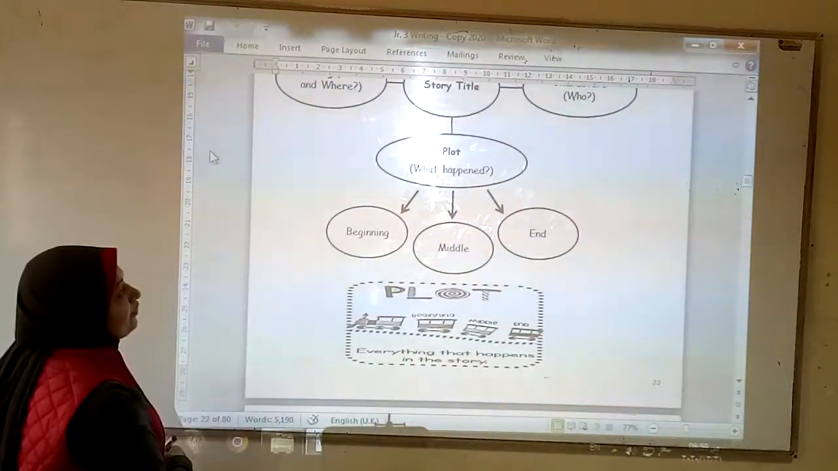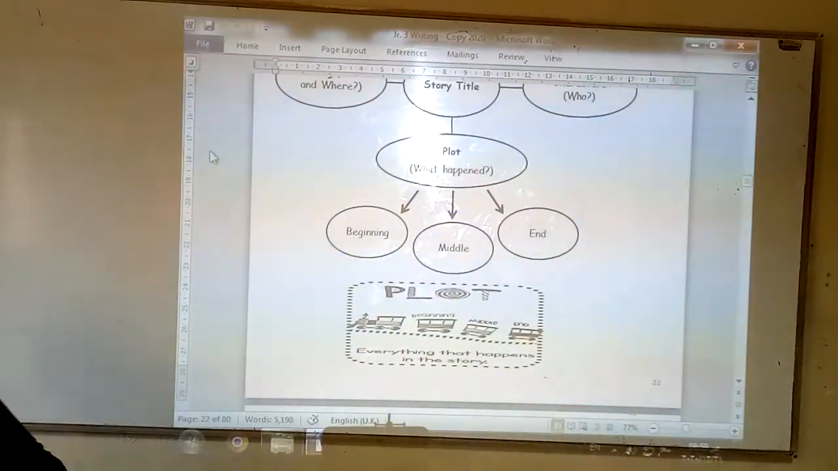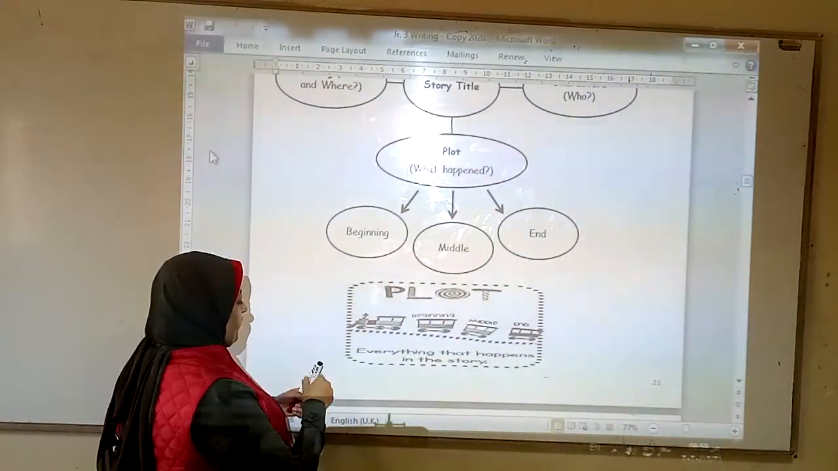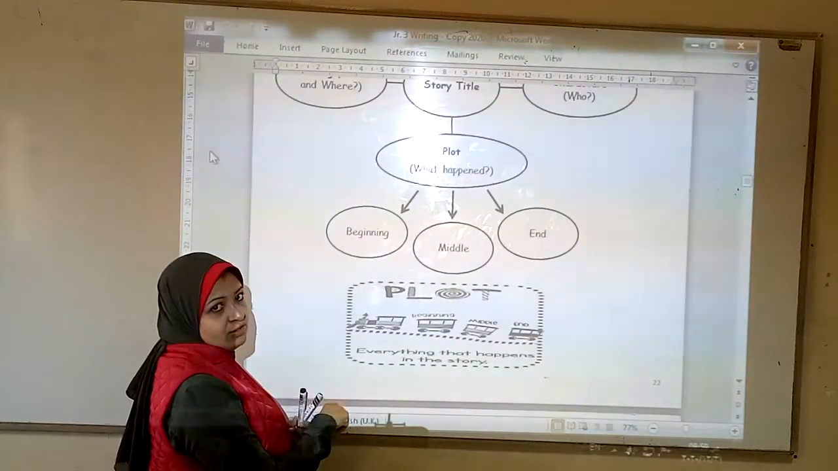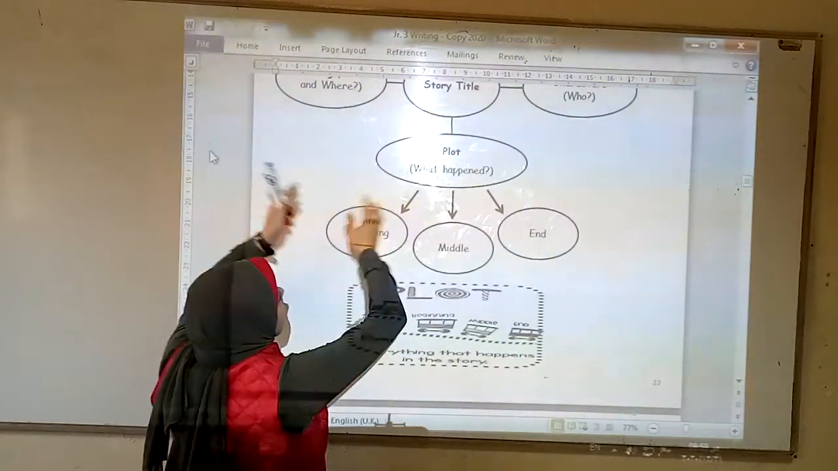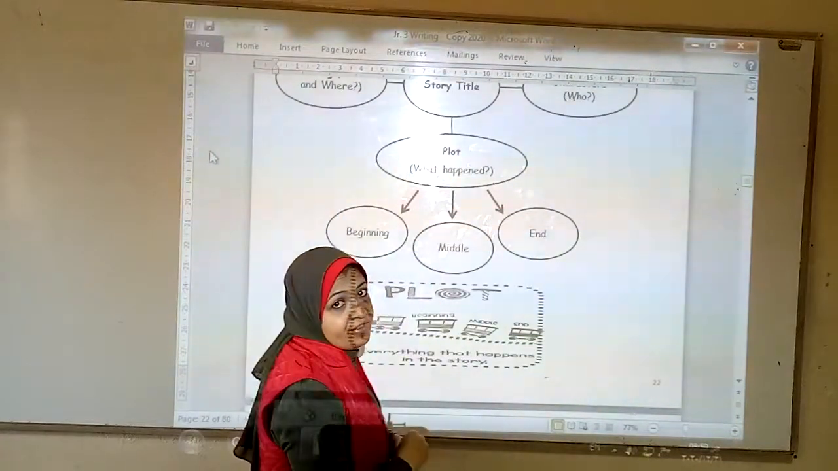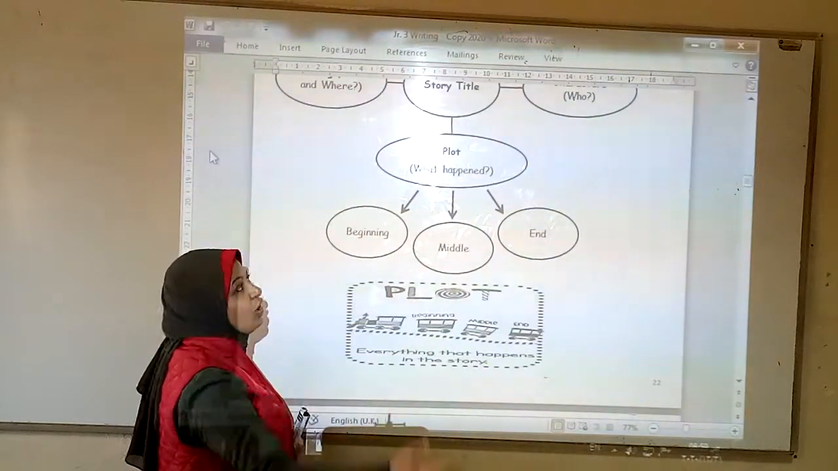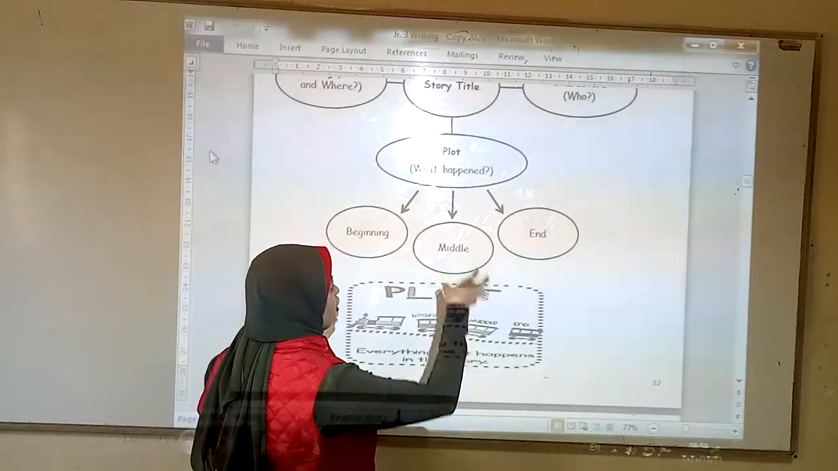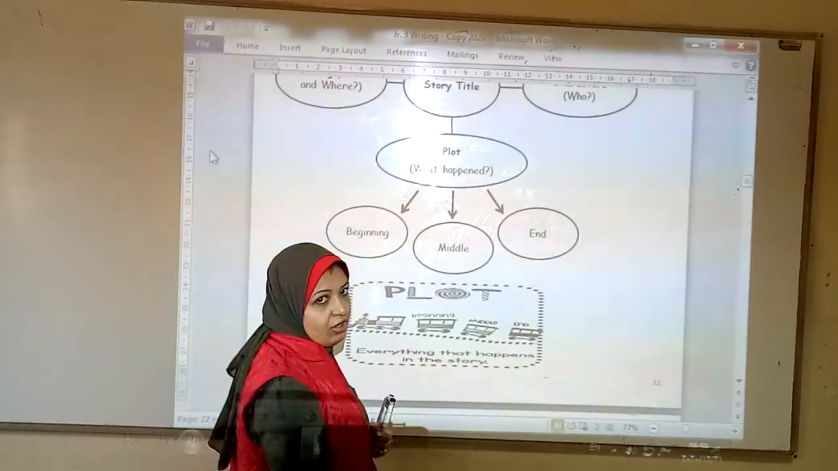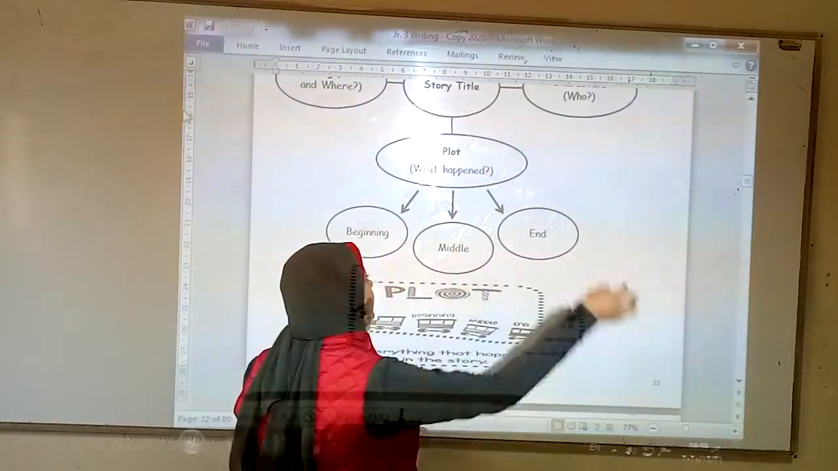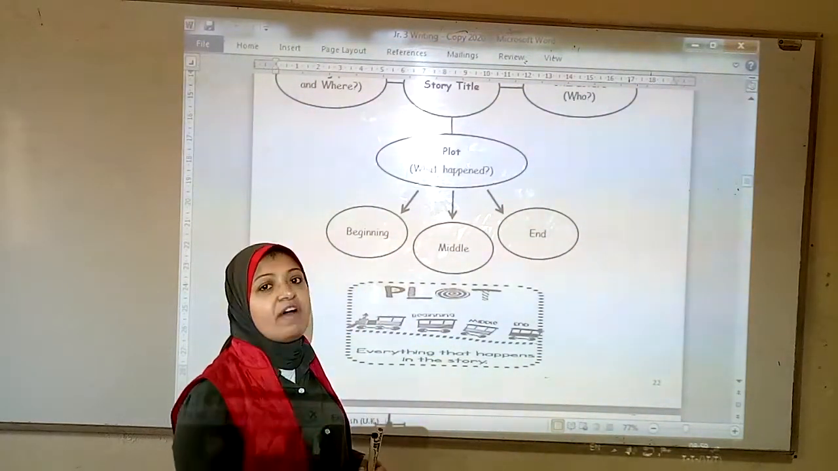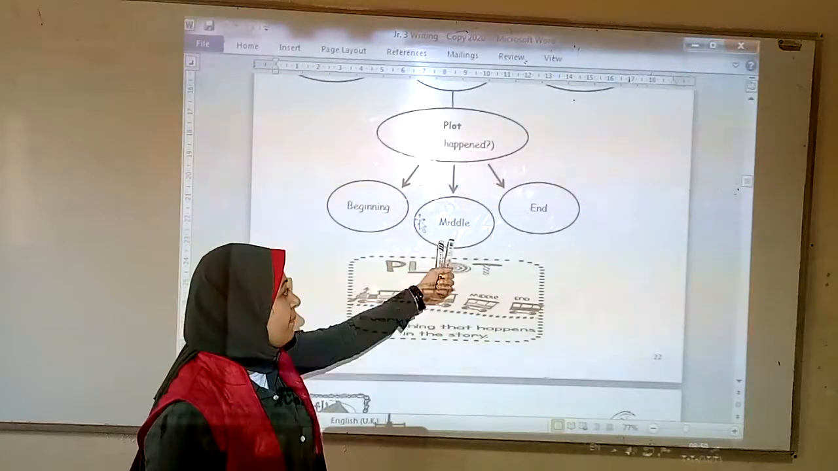As I was telling you, the plot or the body of the story consists of three parts. Beginning part, which is the settings and the characters and the things that we discussed up there. Where were they going? What were they going to do? The middle, which is the plot or the body of the story, and the end, which is the solution of all the problems that you have faced in your middle.